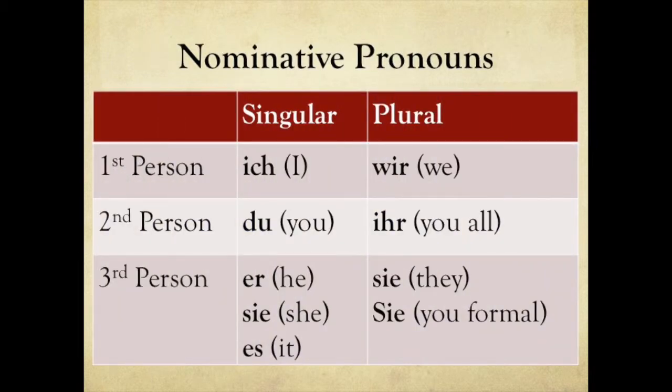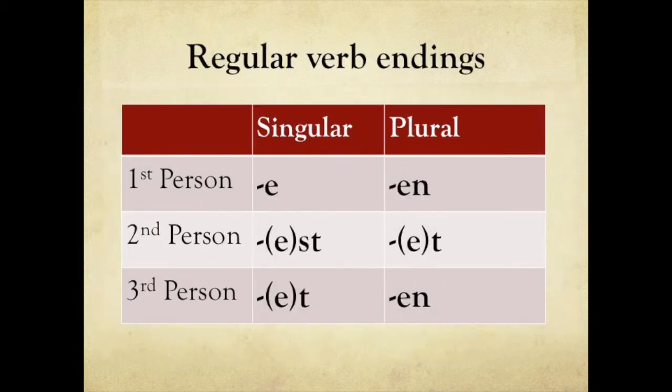Using the nominative case pronouns, we usually create the charts in order to conjugate a verb. So the ich, du, er, sie, es in the singular, wir, ihr, sie in the plural will determine our endings for the verb. So the E, ST, T, EN, T, EN are our base endings. There might be an E inserted, there might be an S left off.